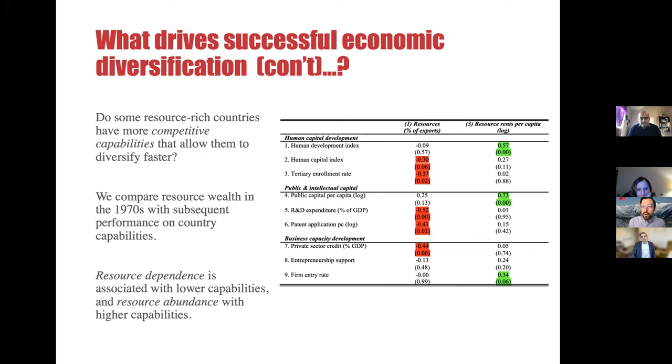Now, one of the things we looked at was whether countries' competitive capabilities, or the underlying drivers of potential diversification, differ between countries that are rich in natural resources based on their level of resource intensity. On the left, we correlate these measures of competitive capabilities with resource dependence. So this is, again, how large resources are in your economy. And you can see here strong negative correlations with different measures of human capital development, public and intellectual capital, and business capacity development. Whereas in the right column, which looks at a measure of resource abundance, we actually see, if anything, positive correlations, and that countries that just have a lot of stuff in the ground per person are able to have higher human development, more public capital expenditure, and a higher rate of firm entry.